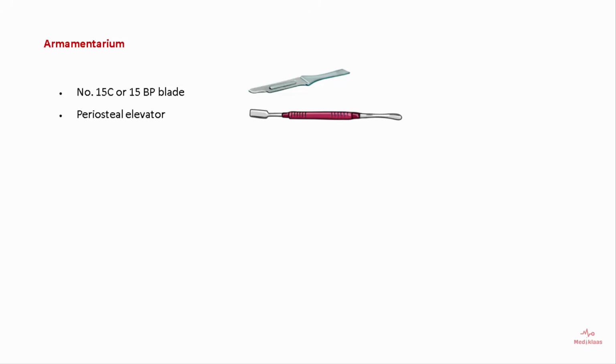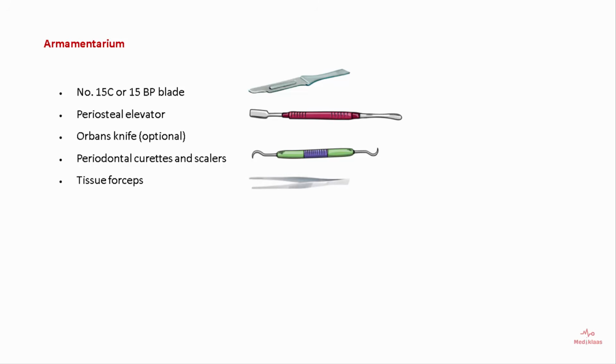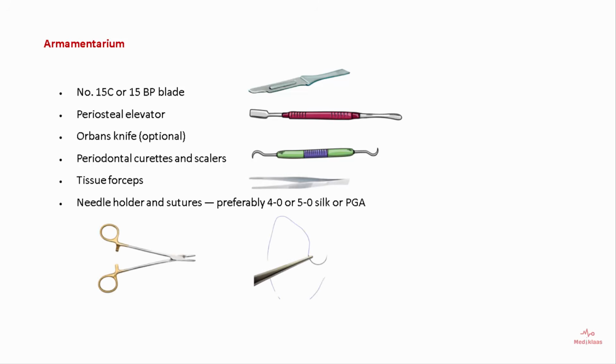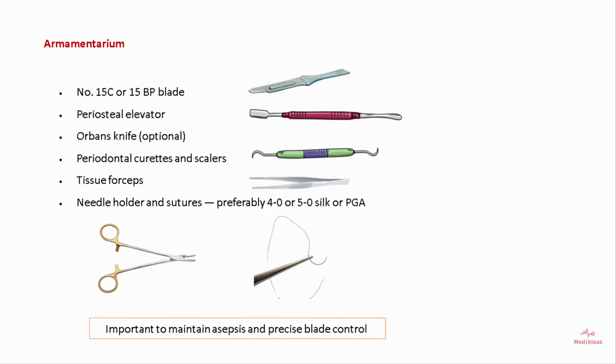The armamentarium required for Modified Widman Flap surgery is a number 15C or 15 BP handle and blade, the periosteal elevator, Orban's knife, periodontal curettes and scalers, tissue forceps, needle holder and sutures. It is important to maintain asepsis and precise blade control during the surgery.